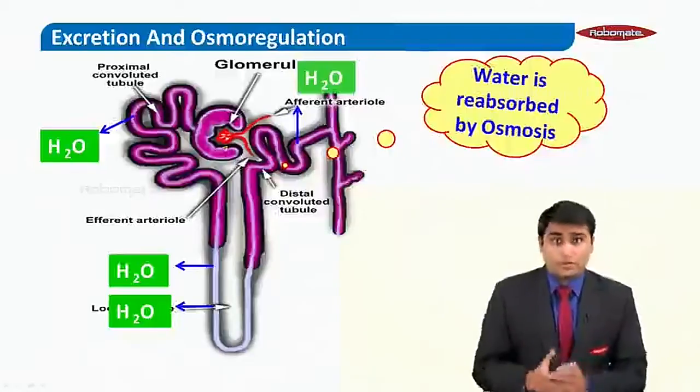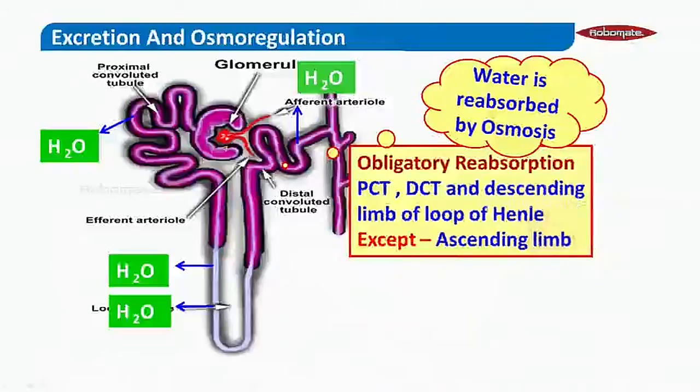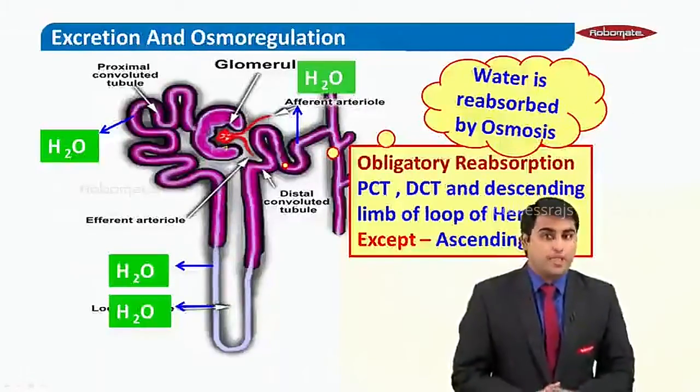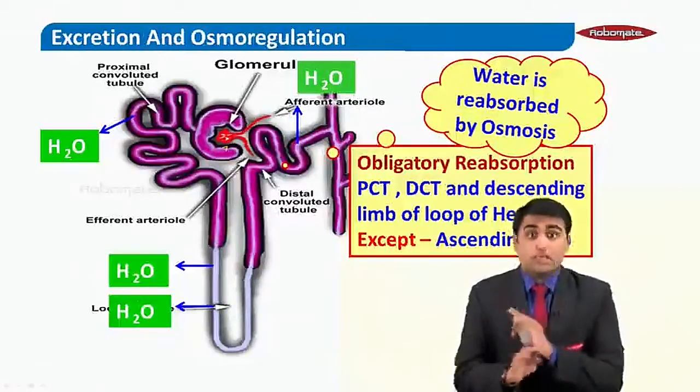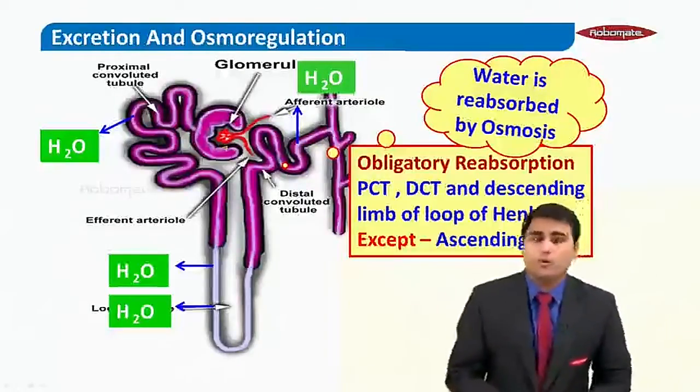Now this absorption of water from the PCT, from the descending limb of loop of Henle and from the DCT, this absorption is a compulsory absorption of water from these locations. That's why this reabsorption of water is called as obligatory reabsorption. And if you notice carefully, my friends, the water is not absorbed from the ascending limb of loop of Henle.